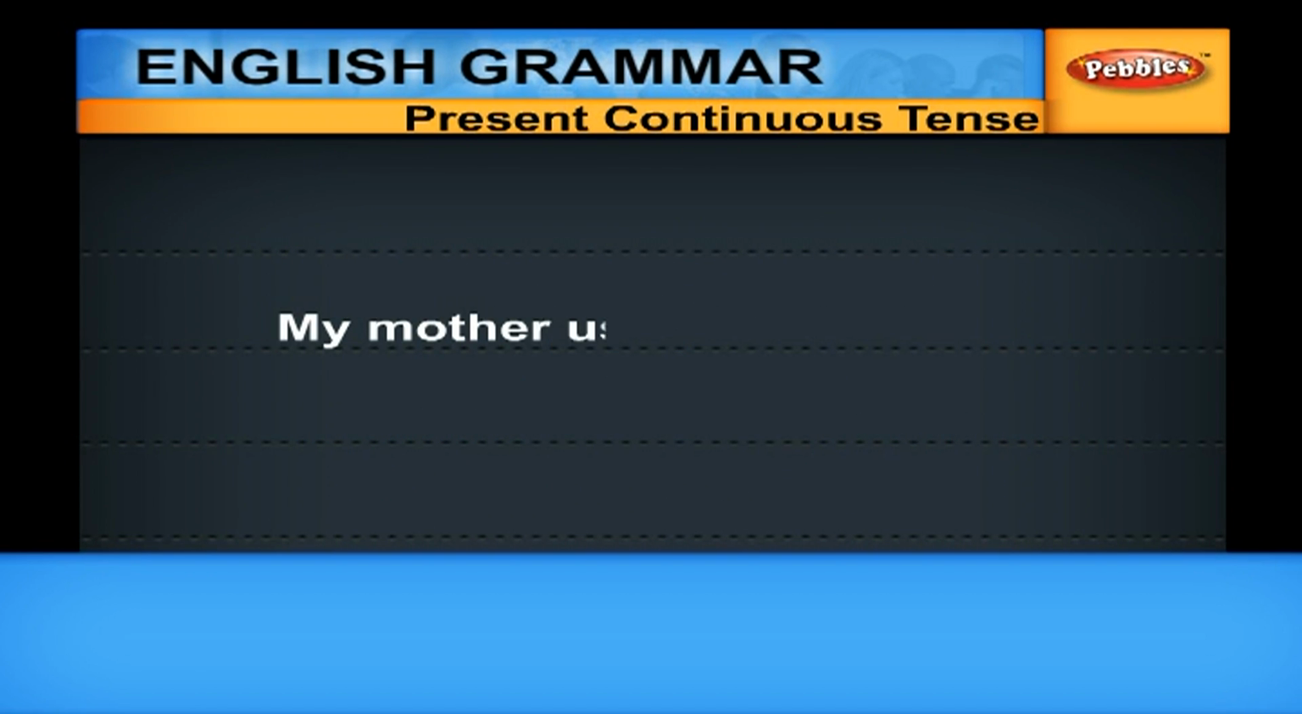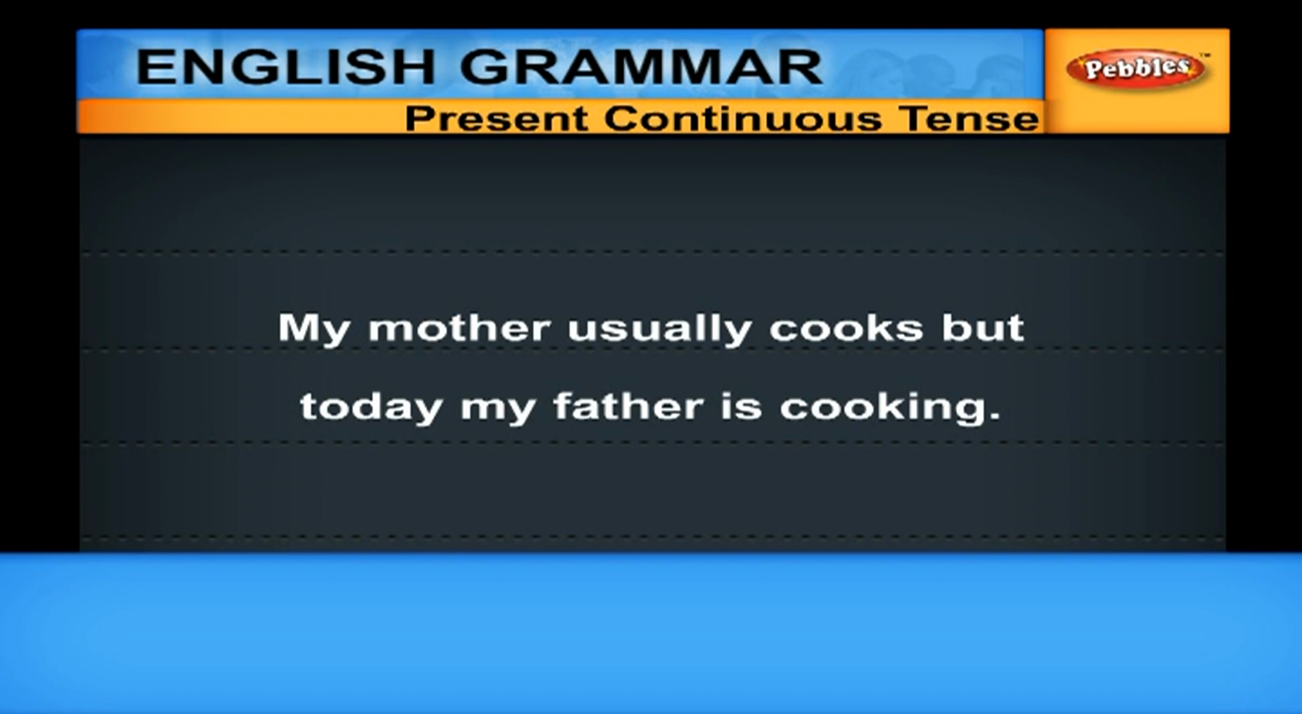My mother usually cooks, but today my father is cooking. So, habitually your mother cooks at home, but today your mother is not well or sick, and your father is doing that. So, when you refer to an action that is in progress, you have to use a continuous aspect.